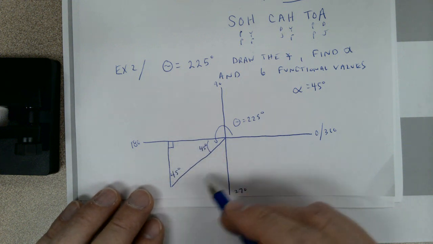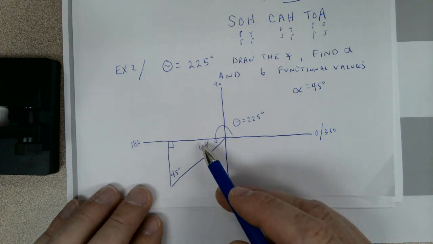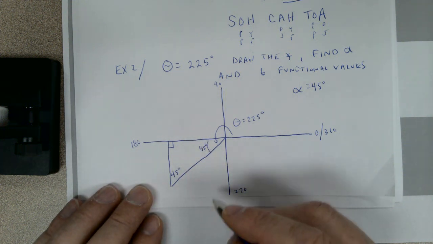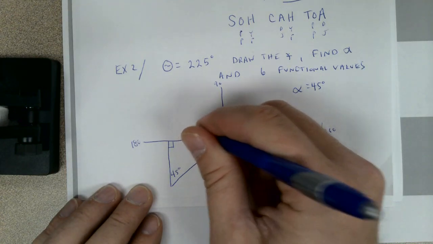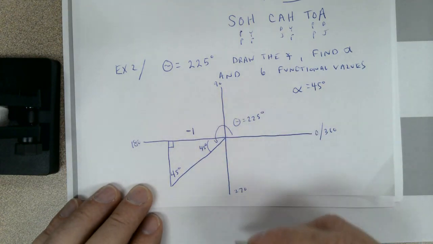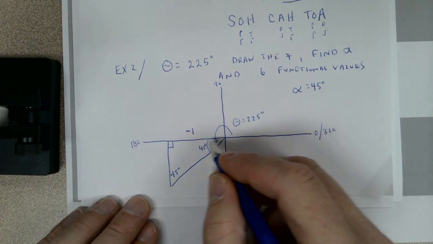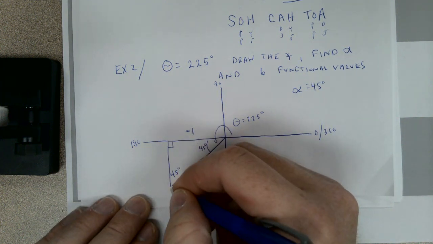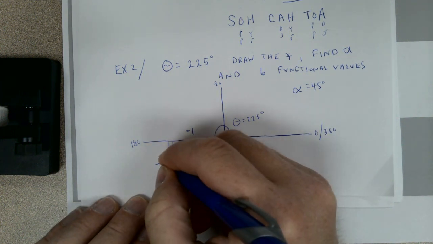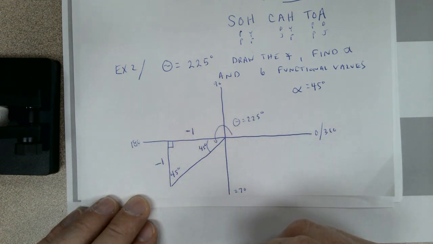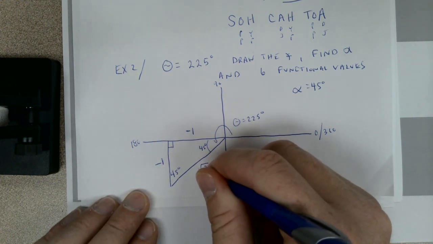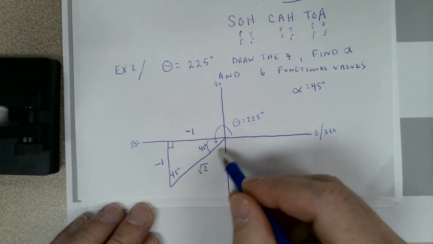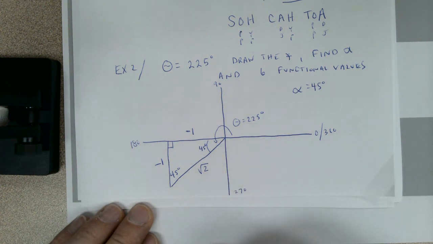Now, if I fill in my ratio, again, we talked yesterday about the ratio of 45, 45, 90 being 1, 1, radical 2. So this is 1, which is actually negative 1, because, again, I'm going left. This line here, I'm going down, so it's going to be also -1, and then radical 2. Your hypotenuse will always be a positive value when you're creating these triangles.